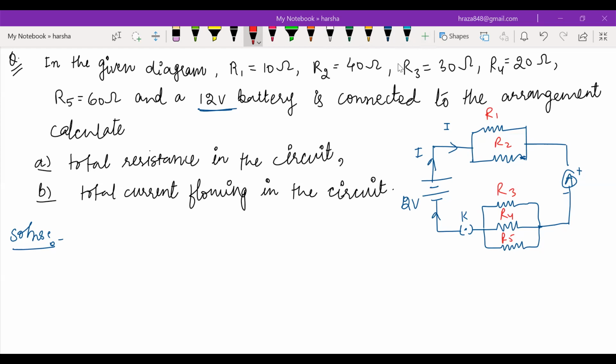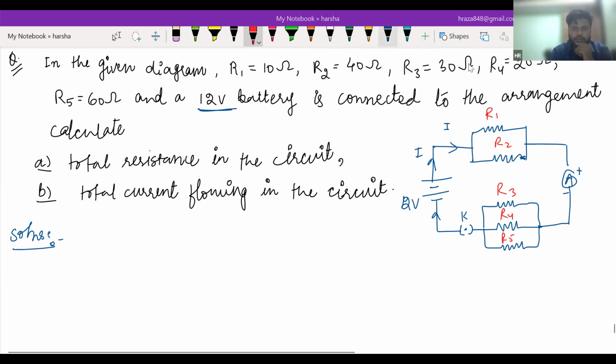Abdullah, can you solve it? No, sir. A little bit hard. Okay. So I'm going to explain it. Just concentrate here. It's very easy. In the given diagram, you can see R1, R2, R3, R4 and R5 are given. The resistor values are given. R1 is 10 ohm.